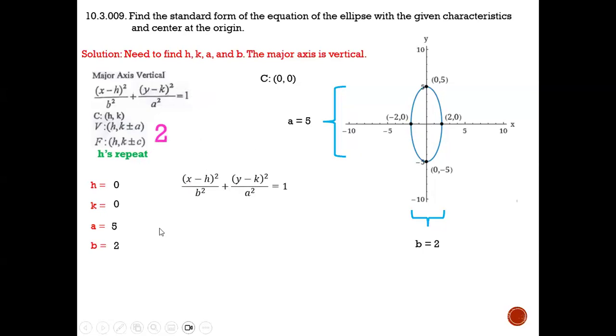Okay, so just like before, plug all the values into the equation. H and K are 0 and 0. B is 2, A is 5, so we square that on the bottom. Simplifying, x minus 0 is just going to be x, or x squared. Y minus 0 is y squared. All over 4, all over 25 equals 1. So that is our equation for that one, for this graph right here.